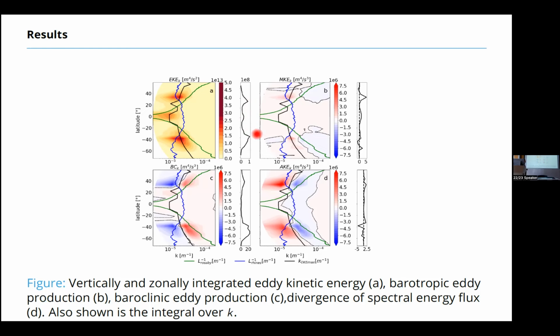To the conversion terms, so the barotropic conversion term, it's mostly positive, but it's comparably weak. Then you can also see the inverse cascade here. So it goes from the smaller scales to the larger scales. So it's a source at the larger scales for EKE.